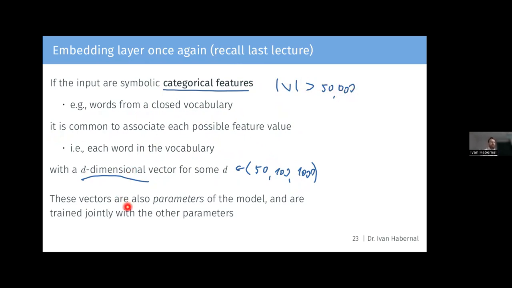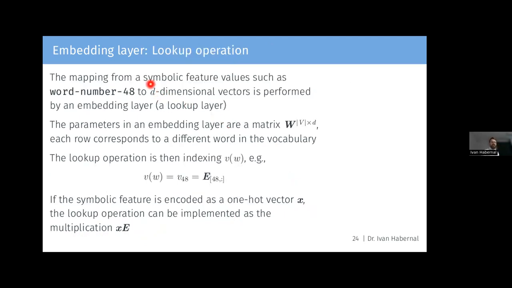And what we're going to do is take these vectors for each word. So each word is associated with a vector, right? And these vectors are also parameters of the model, and we can train these parameters jointly with other parameters. So basically, we stitch these vector embeddings of words into the network, and they will be trained like any other parameter. And then, how can we map these symbolic feature values, for example, word number 48, to d-dimensional vectors? This is basically done by performing a lookup layer, or embedding layer.